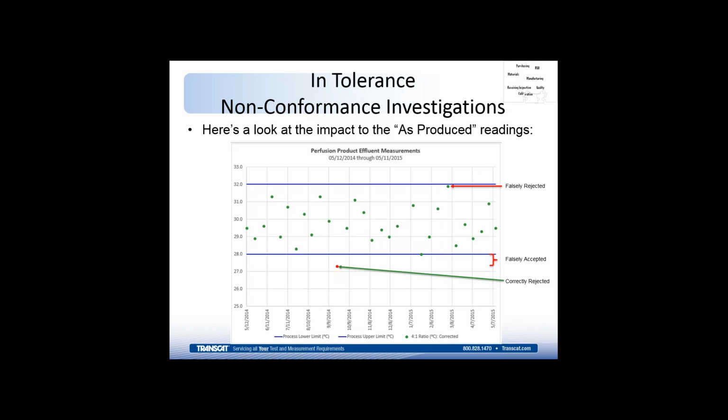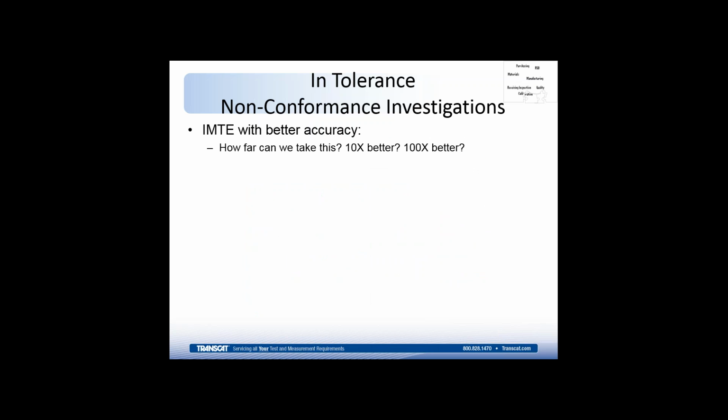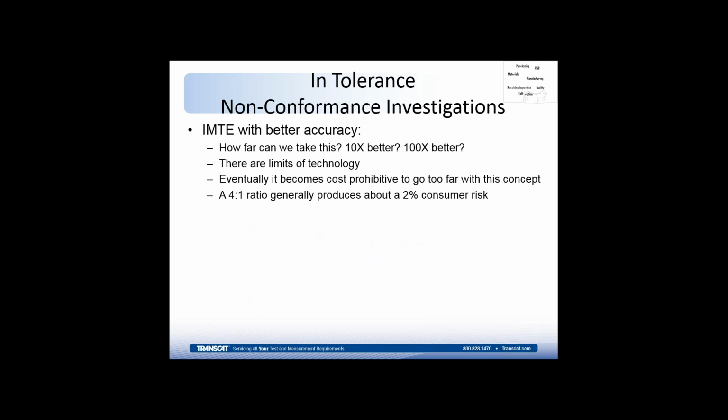So I'm sure you're still saying, I don't want to have to do that. How do I prevent from doing that altogether? So the 4-to-1 ratio is much better. How far can we take this? 10-to-1, 100-to-1, how far can we go? A lot of it has to do with limits of technology of instrumentation, what you're trying to do with your product as well, or the measurement process in manufacturing, how tight you're making those tolerances, how loose those can be. Eventually it becomes cost prohibitive to go too far with this concept, if there's no limit of technology. So there are boundaries that keep you from going too far with this.